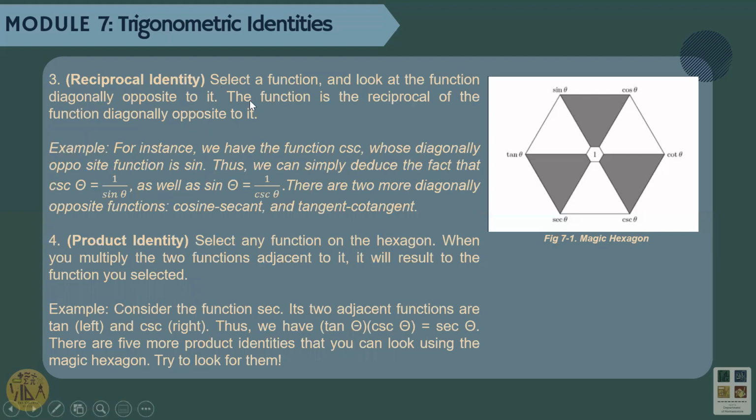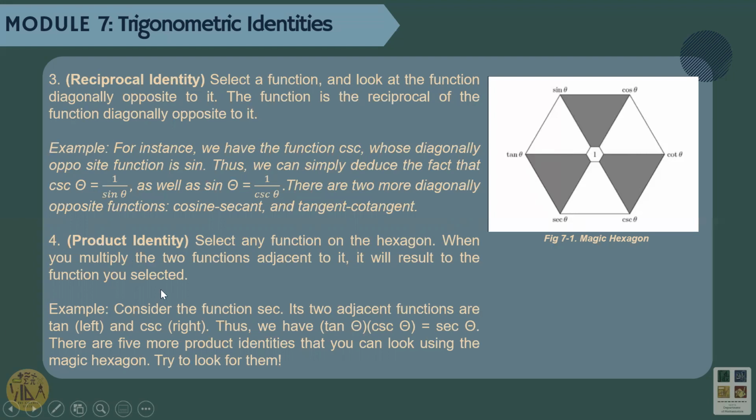The reciprocal identity: we select a function and look at the function diagonally opposite to it. The function is the reciprocal of the function diagonally opposite to it. For instance, we have sine theta. It is equal to 1 over cosecant theta. And this is the same for cosecant theta. Cosecant theta is equal to 1 over sine theta. We can see the same for cosine theta and secant theta, as well as tangent theta and cotangent theta.